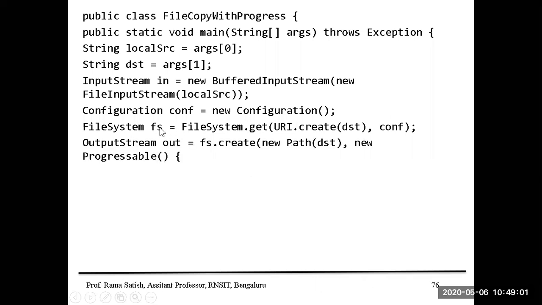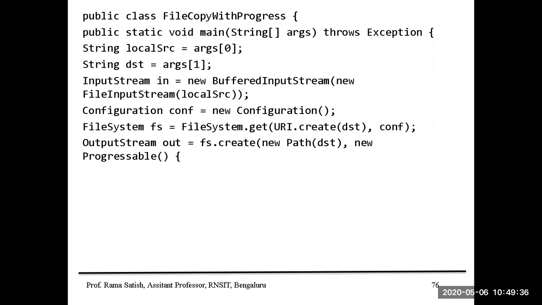Now, using this file system object, fs.create, you create the destination file using the path method. And it is a callback. Once the file is created, 10% is done. Then the file contents are written, 20% is done. Next, the second block is written, 40% is done. The third block is written, 80% is done. The final block is written, 100% is done.